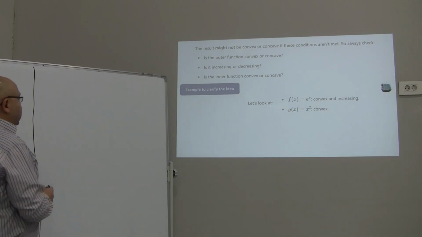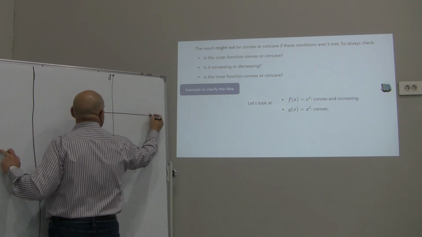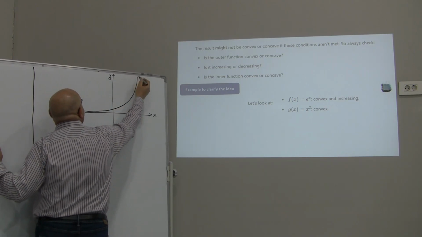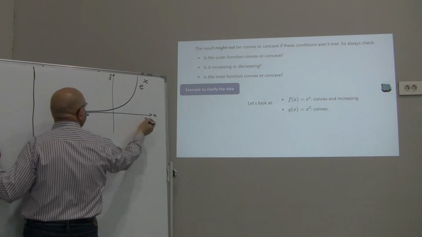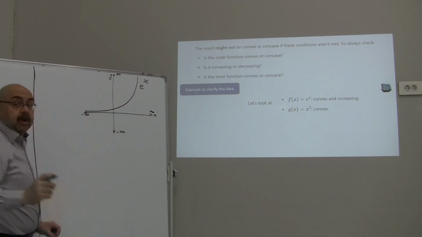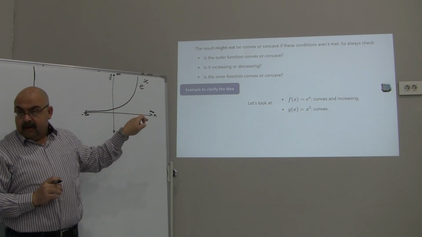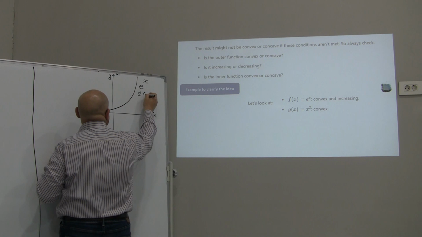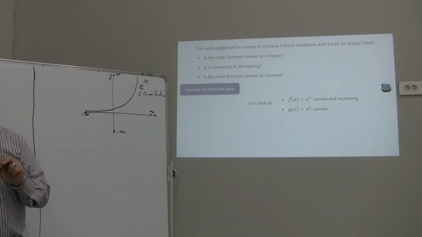So if you look at e to the power of x, for example, this is the y-axis and that's the x-axis. The shape of e to the power of x, the exponential function, is very simple. x goes from negative infinity to positive infinity, same for y. Remember, this function, e to the x, is a convex function. So number one, it is convex. Actually, it's a strict convex function, okay? The second point, it is increasing.